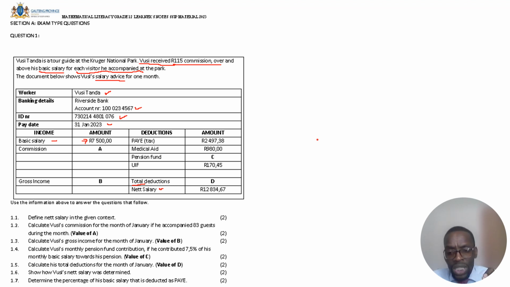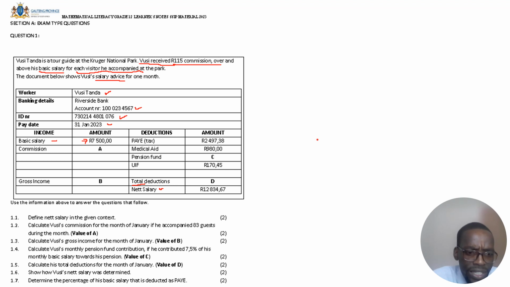That take home, which is our net salary, is the gross income less the total deductions. That's how we get the take home. And I think we are going to be looking at this particular one so that we understand how the take home is calculated. Okay, now let's just go through the questions then.